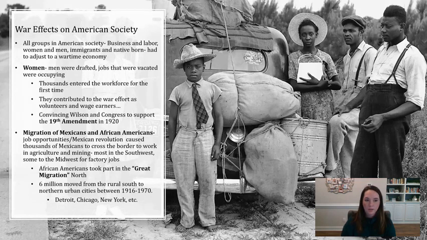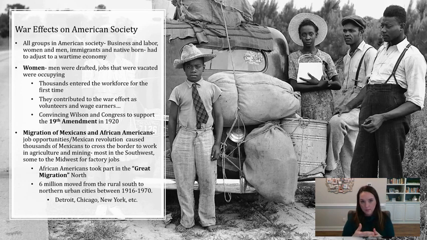So all groups in American society, business and labor, women, men, immigrants, native-born, had to adjust to a wartime economy. Women are going to play an important role in vacating the positions in factories. Many are going to work for the first time. They're going to be volunteers. They're also going to earn wages. And even though you had the suffragette movement during the Progressive Era, and we talked about how we ended the Progressive Era in 1917 when we entered World War I, that is true.